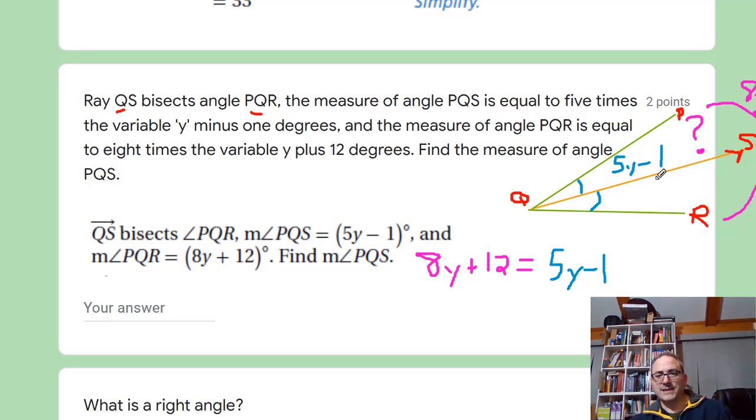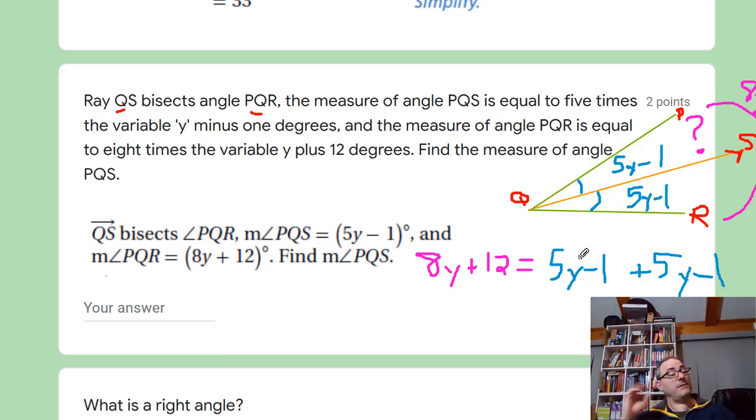Hopefully you realize, well, if this bisects the big angle, that means it cuts it in half. And what we know about cutting things in half, it creates 2 equal halves. Both halves are equal, right? If it cuts this in half, then if this is 5y minus 1, well, then that guy's 5y minus 1. So that means I have to add part plus part. Part plus part equals whole. So this part plus this part equals the whole. And I know these two are the same, so I can put this in 2. I could have multiplied by 2 here too. It's up to you how you want to do that.